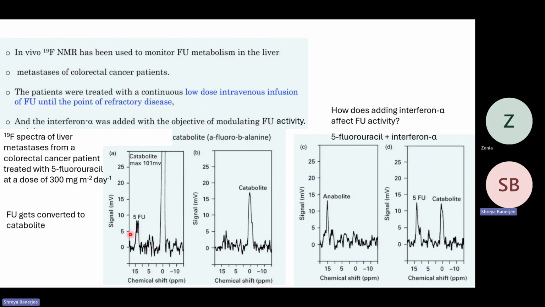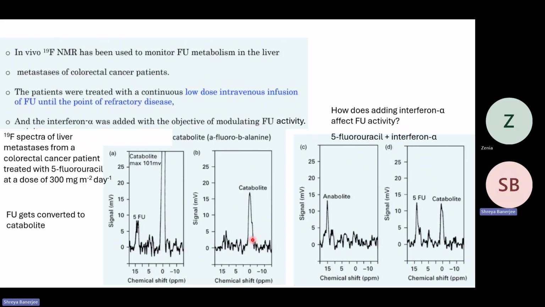We don't need to look into that. So basically, suppose this is after a few hours, you have the concentration of catabolite, but you also have fluorouracil. So the drug is still bioavailable. So if this is after, say, 2 hours, after 10 hours, the concentration of the drug is completely gone, and you have only the metabolite peak. So that will give an idea of how long the drug is bioavailable.